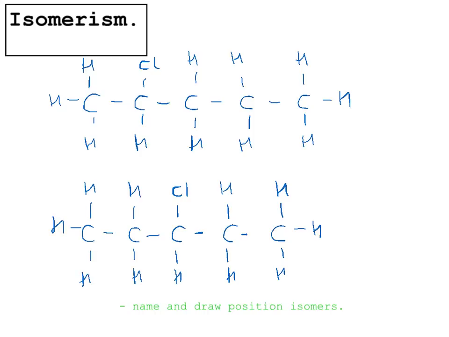Now you've got to be careful with position isomers, because if I move the chlorine to this carbon instead, then actually that will be the same compound, because all that will be doing is flipping this compound around this carbon here. You could put the chlorine on the first carbon, that would be another position isomer of this compound, that would be called 1-chloropentane.